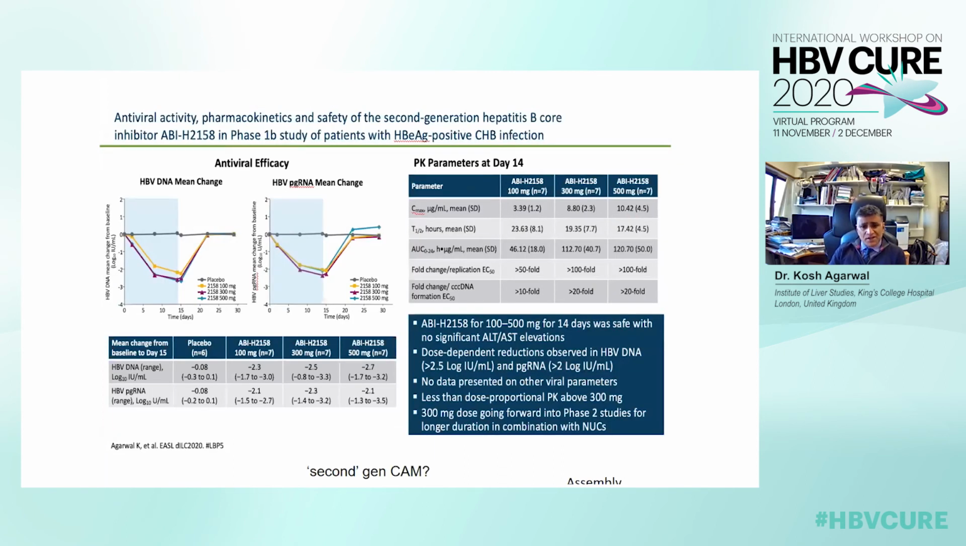This is another study now looking at a second generation capsid and looking at the assembly data, showing again at 14 days a log DNA change of between 2 and 2.5 in a small group of patients, 7 in each cohort, looking at various doses, and we can see the 300 milligram dose will be taken forward.